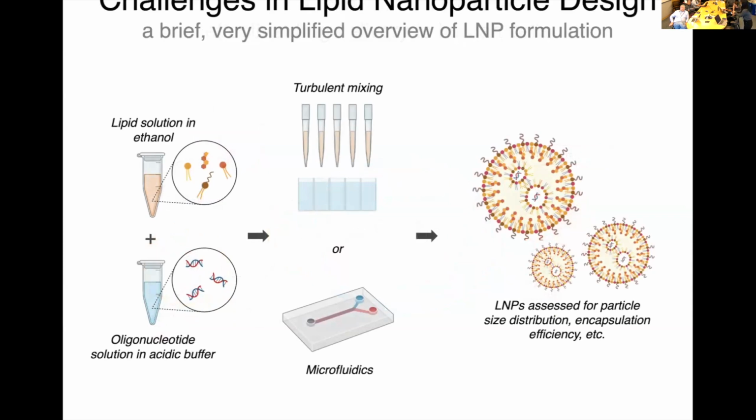So when we think about designing good vaccines, we want to think about designing good lipid nanoparticles, but there are a lot of challenges that come with that. So here's a very brief, very simplified overview, for those of you who are not familiar, of how the process of formulation occurs for LNPs. We have the lipid solution in ethanol and oligonucleotide solution in acidic buffer, and then we mix these two solutions together to generate these lipid nanoparticles that can be assessed for particle size, distribution, encapsulation efficiency, and more.